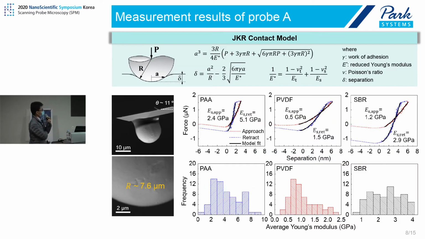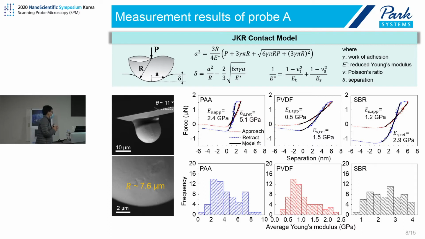This slide shows the measurement result for probe A. This probe has a spherical tip with a relatively large radius, around 7.6 micrometer. You can see the pull-off force is significant on the sample. The deformation of the sample in this case is only a few nanometers. So the JKR contact model was used to analyze the result. Due to the effect of friction, the Young's modulus determined from the retraction curve is always larger than from the approach curve.